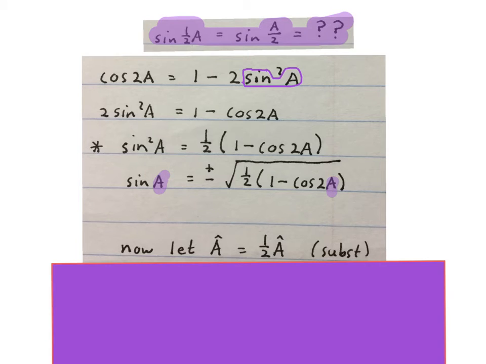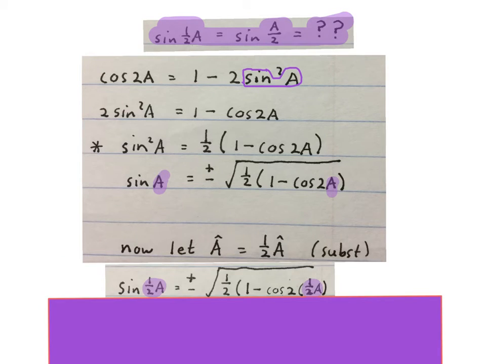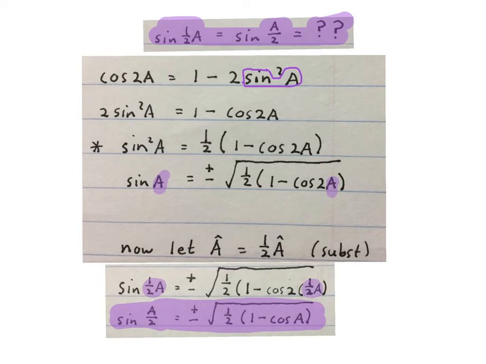Then I wrote, now let A equal half A. We made those two go to half A each, which we did with substitution. That will look like this now. Then here is our identity for sine half A. It's plus or minus the square root of half, bracket 1 minus cos A.